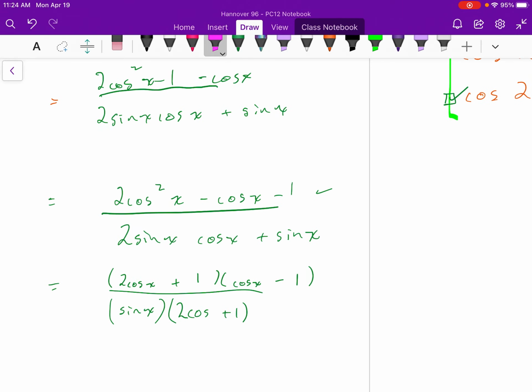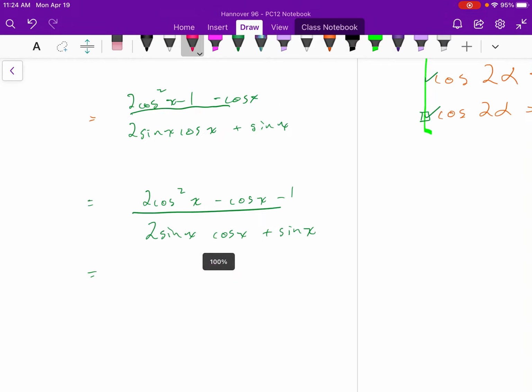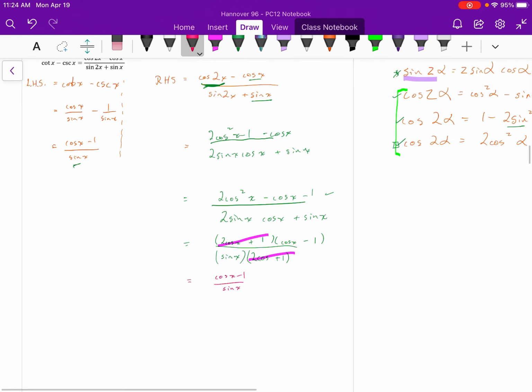Now, what do we notice? We notice that there's a common factor of 2 cos x plus 1 in the numerator and the denominator. So, in fact, once I cross out those factors, I get cosine x minus 1 over sine x. So, what do I have? I have my right-hand side is equal to cos x minus 1 over sine x. I have my left-hand side is equal to cos x minus 1 over sine x. So, really, what I can say, therefore, is left-hand side is equal to right-hand side.